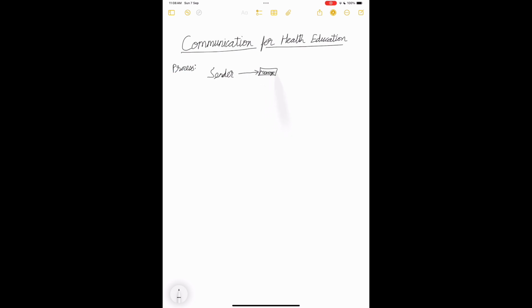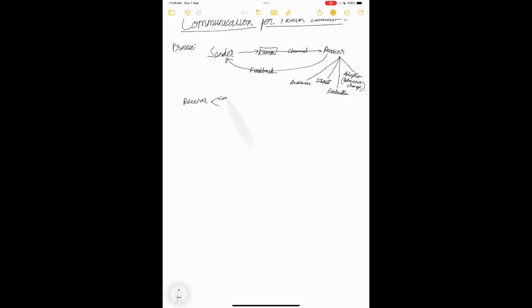So the communication process has 5 main components, that is the sender, message, channel, receiver and feedback. So basically the sender sends a message via a channel to a receiver who, after doing the following 4 tasks, that is gaining awareness, arousal of interest, evaluating the information received and any behavioral changes based on that, will provide feedback to the sender. So the receivers can be of 2 types, either a controlled audience which is bound together by a common interest, or an uncontrolled audience which is basically assembled due to curiosity.